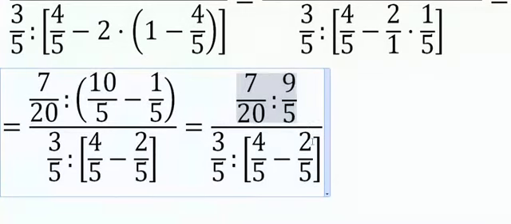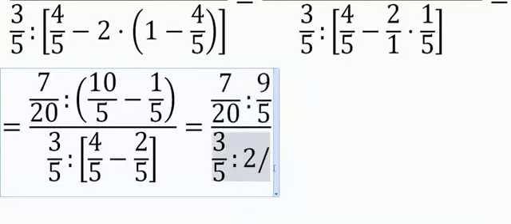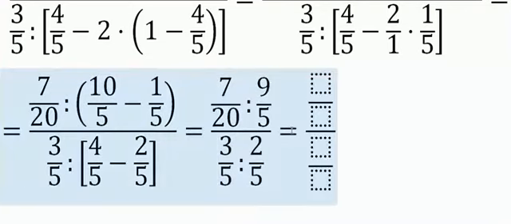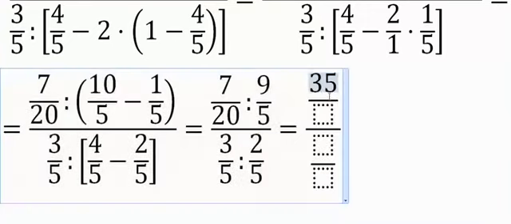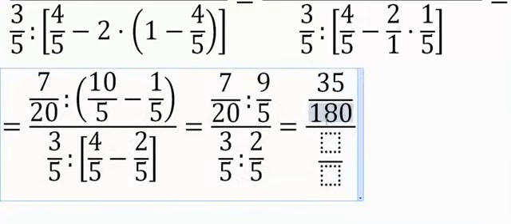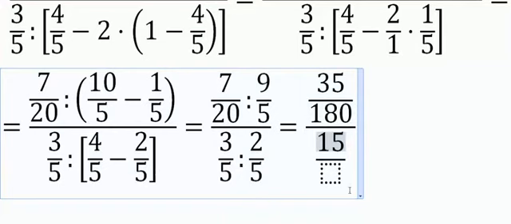Now we can cross multiply these fractions. 7 times 5 is 35. And 20 times 9 is 180. Then again, 3 times 5, 15. And 5 times 2 is 10.